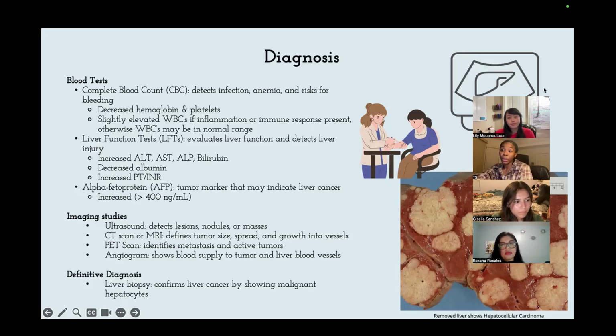The alpha-fetoprotein is a protein that is produced by liver tumors. So you will see high levels of this, especially if it's over 400 nanograms per milliliter. That's going to suggest liver cancer.